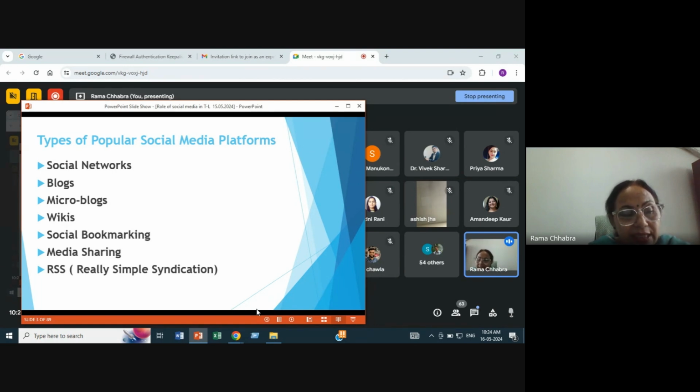Media sharing. Media sharing sites enable users to upload and share their multimedia content, like photos, videos, and audio on the web. So people can view the files uploaded by others, enrich them with tags, and share their thoughts through comments. Examples of such social media tools are YouTube, Flickr, iTunes, and also Shutterfly.